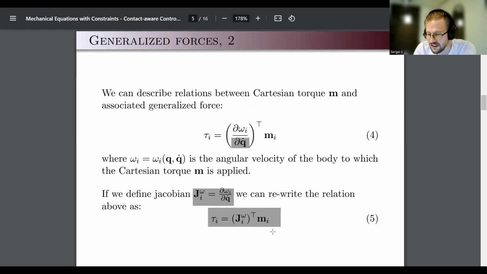And then we have this exact same structure relation where you have tau_i equal to Jacobian transposed times this time Cartesian torque. Previously it was Cartesian force. Now the subscript is omega. Before the subscript was r, position. Now it is angular velocity. Okay, so this is what we have. This is the relation between these quantities.